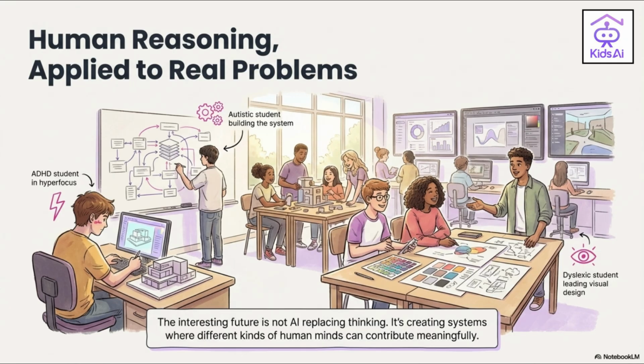At the right front, a dyslexic student leading visual design, showing layouts and spatial relationships. At the right middle, a student conducting user research, interviewing community members. At the right back, the student analyzing data and creating visualizations. No one is doing busy work. Everyone is doing their sophisticated thinking.